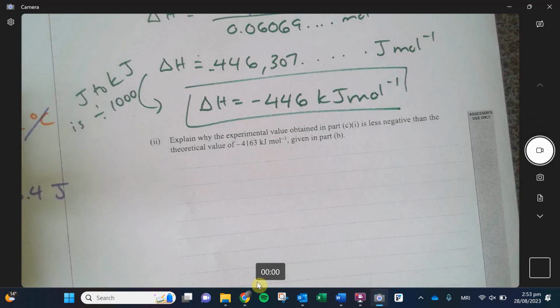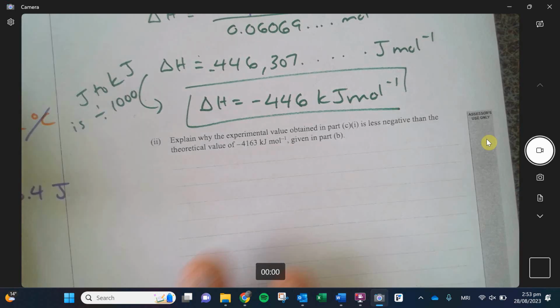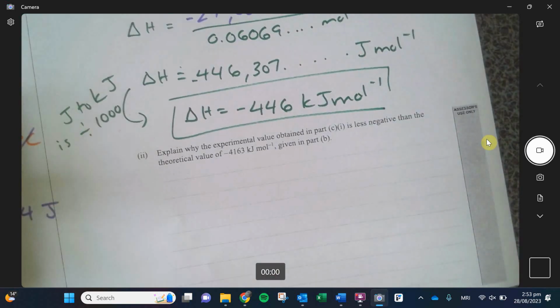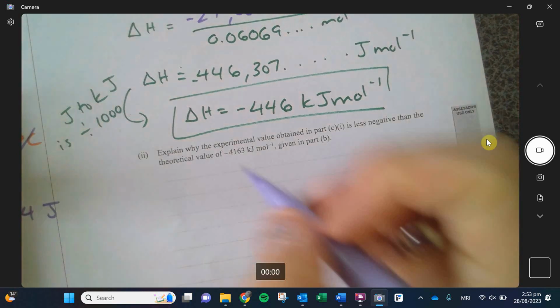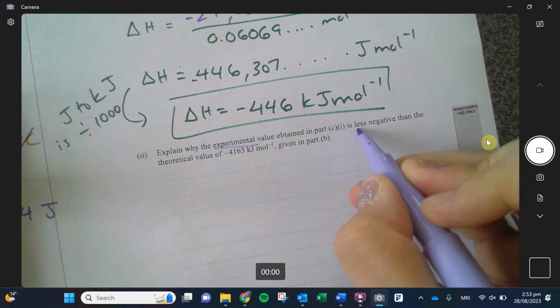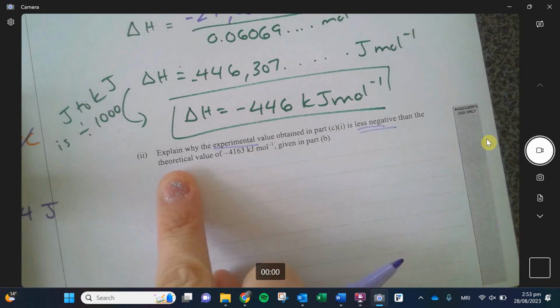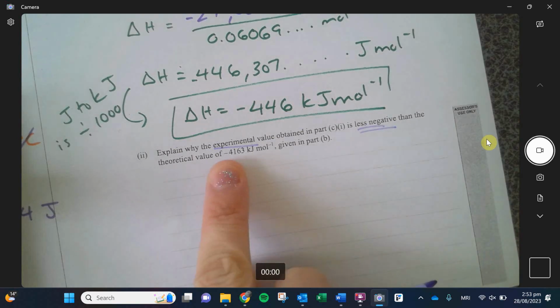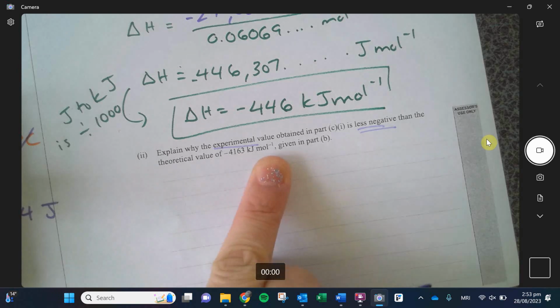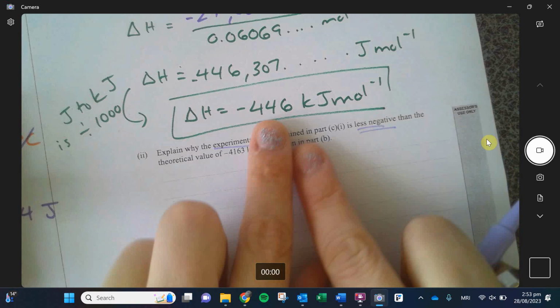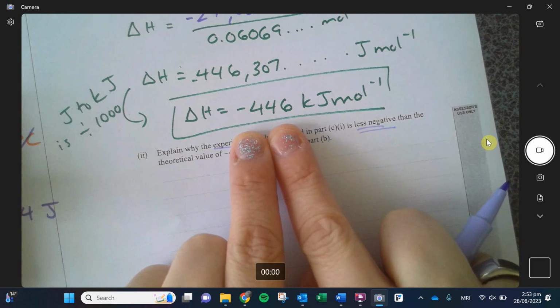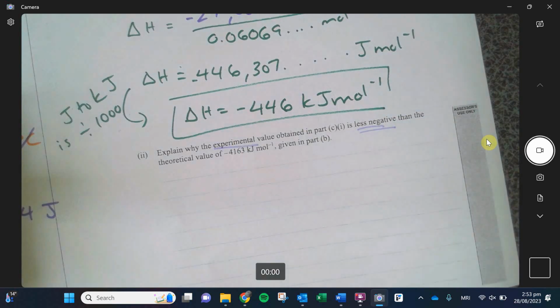All right, last question here is now looking at the theoretical part of this section, which is explain why our experimental value is less negative than the theoretical value. So the theoretical value is that we should have had 4,163 kilojoules per mole from this reaction, and we have actually only calculated negative 446. So it's quite a big difference, and the question is why?